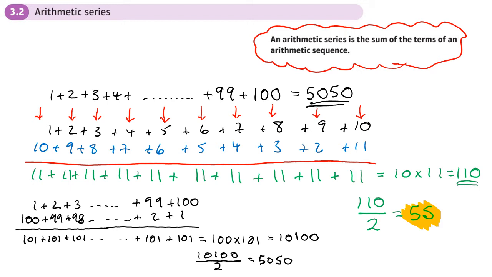And I can imagine in Gauss's class all the other pupils were sitting there doing 1 plus 2 and then adding 3 and then adding 4, and probably only got up to about 11 or 12 before he got the answer. Now sometimes this method of finding the sum of an arithmetic series is called the Gaussian method, because he was the one that came up with this, and lots of other mathematical stuff as well.